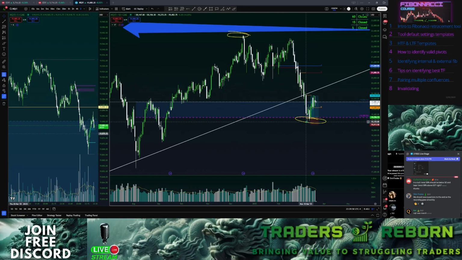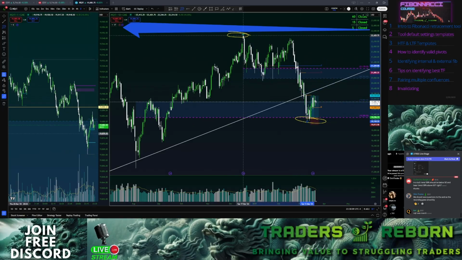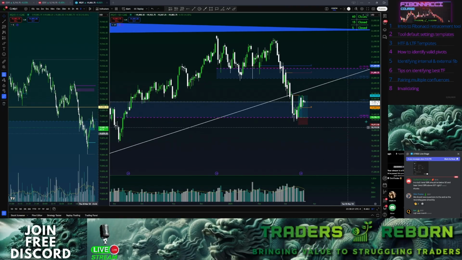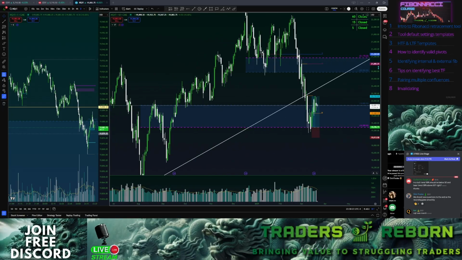We now draw another fib. Because we're on the daily, I still want to keep it on the daily template. So we draw from the bottom because the trend is going down. We start from the downside and drag it up to the highest pivot. And that's now we have the retracement for the upside. So there you go. What does that give you?